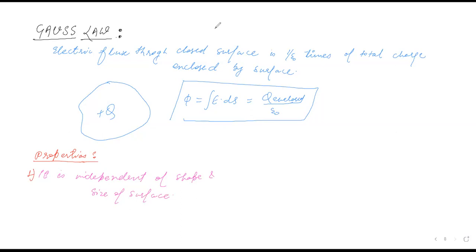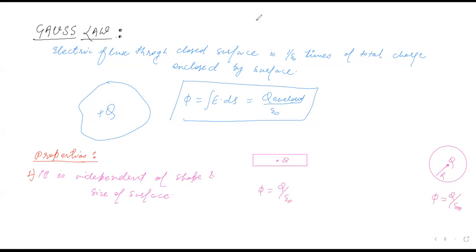No matter what the shape, size, or configuration of the surface is, suppose this configuration, or this configuration, or this one. For all of these configurations, if the charge Q is enclosed at the center, then phi is equal to Q over epsilon naught.